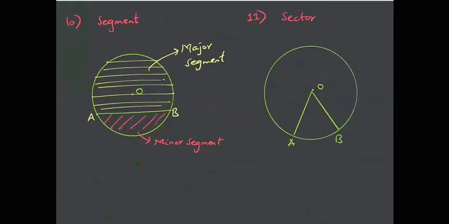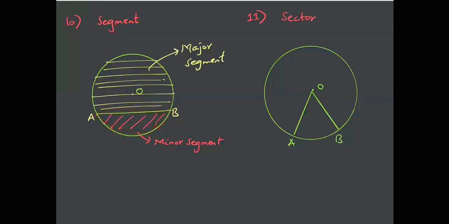What is a segment? The part of the circular region which is bounded by a chord and the arc is said to be a segment. Say here AB is the chord, then AB divides the circle into two regions, this one and this one. So this is first and this is second. The smaller region is called the minor segment and the larger region is called the major segment. Fine. So the part of the region bounded by an arc and a chord is called the segment of a circle.